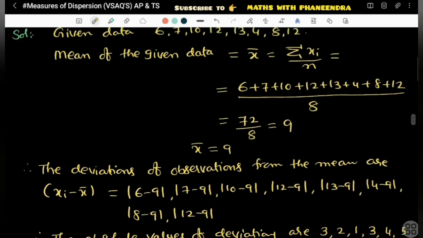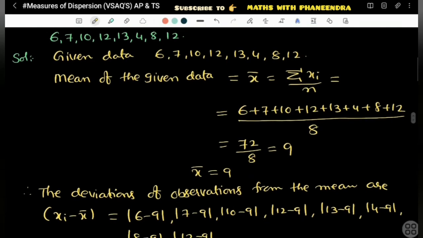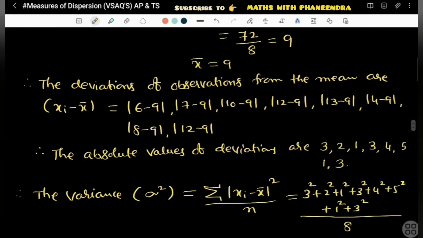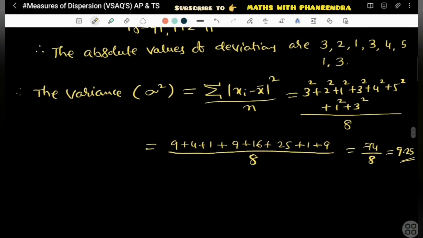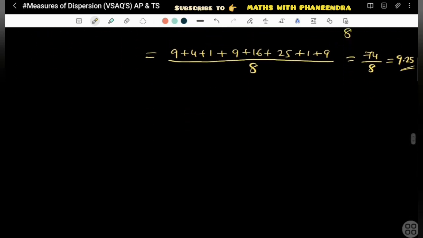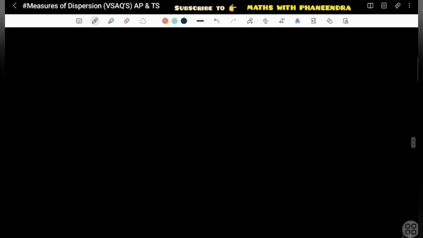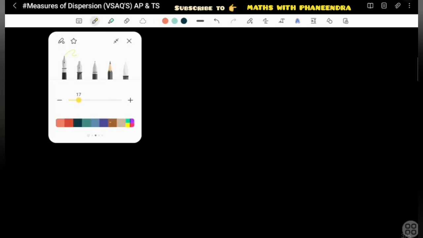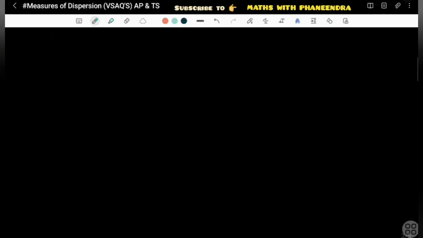First what we have to do, for the given data find mean, after that mean deviations, absolute values calculate, sigma square, that is the way. So last question in this session. Here variance and standard deviation also we will calculate. So question number 5.